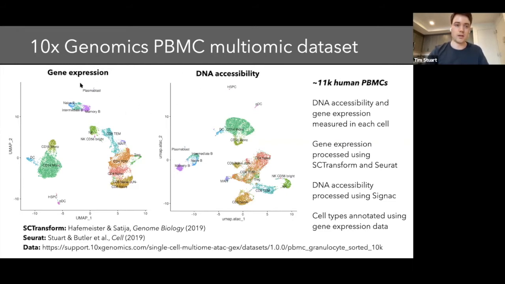This is a data set that's publicly available from 10x Genomics, where they've profiled gene expression and DNA accessibility in the same cells. And shown here, we've processed the gene expression assay using Seurat and the DNA accessibility assay using Signac. And each of the cells here are the same in the two different plots. And we've annotated the cell types using the gene expression information.